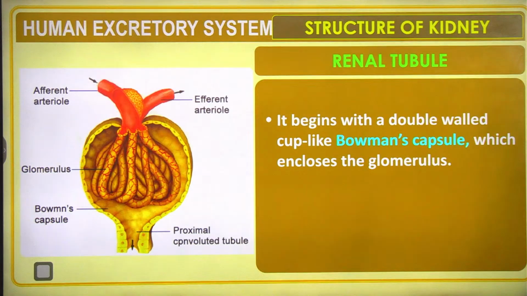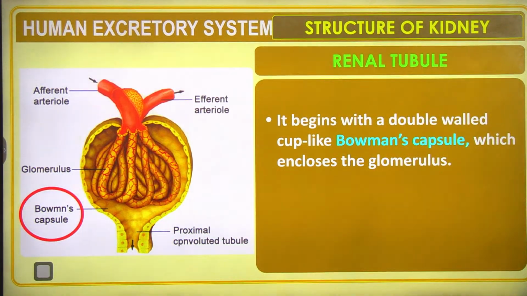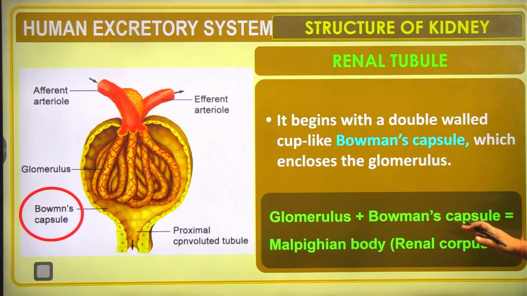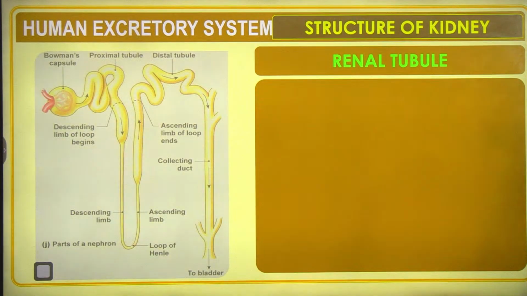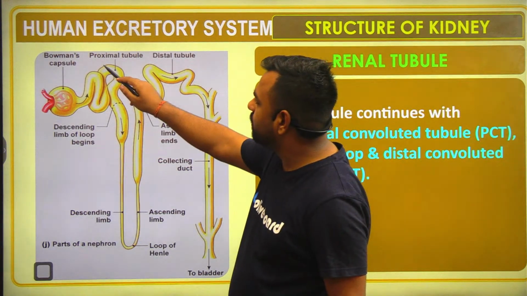So here, talking about the renal tube, it begins with a double-walled cup-like Bowman's capsule, which is in the starting. Here, that's the Bowman's capsule, which encloses the glomerulus. So glomerulus plus Bowman's capsule is actually Malpighian body, that is renal corpuscle. Here, in the renal tubule, from the structure it will be clear. The tubule continues with the PCT. What is it? That is proximal convoluted tubule. So here, just see, this is the proximal tubule that is mentioned here.